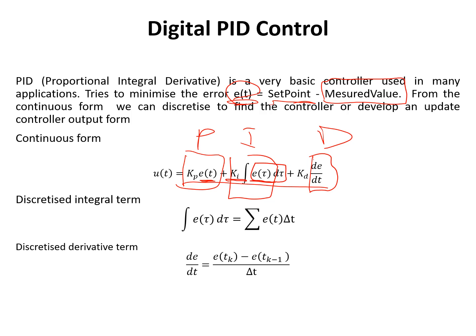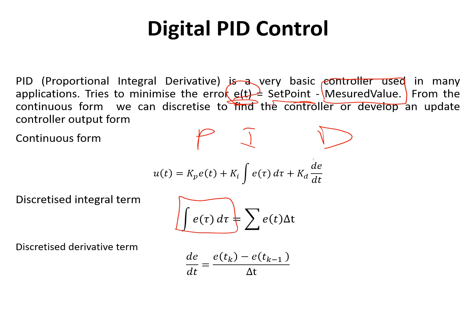So the proportional term is again very straightforward. We simply have an error term and we multiply it by a gain. For the integral term, instead of having continuous integration, we discretize it. We simply say it's the sum of all error terms times delta t. So again, this term increases as time progresses.